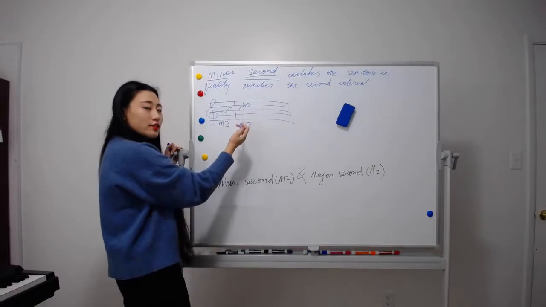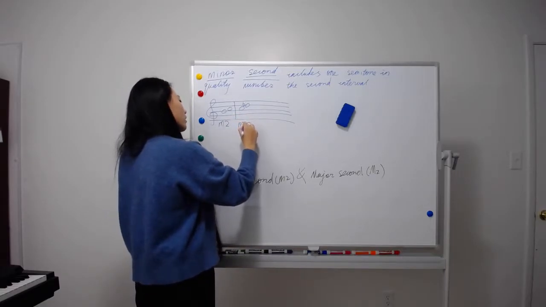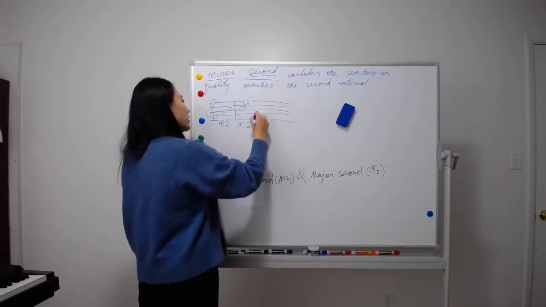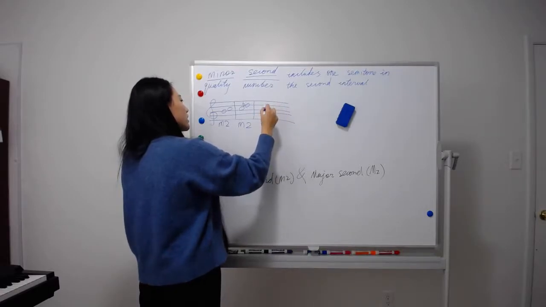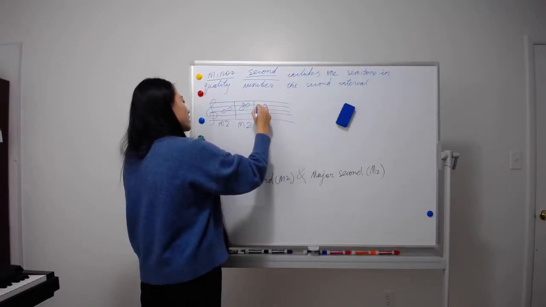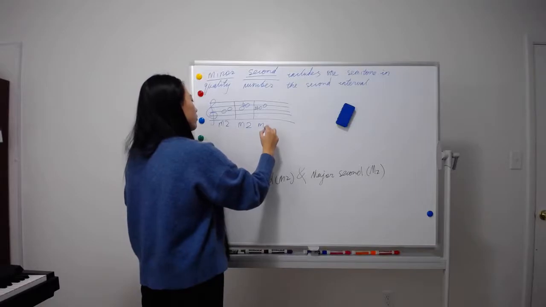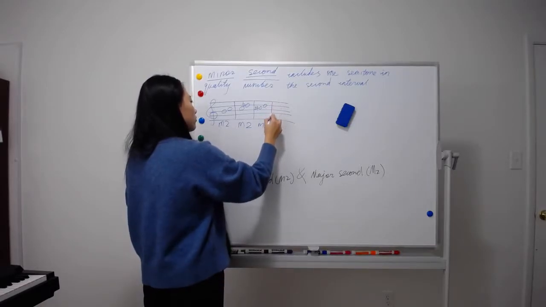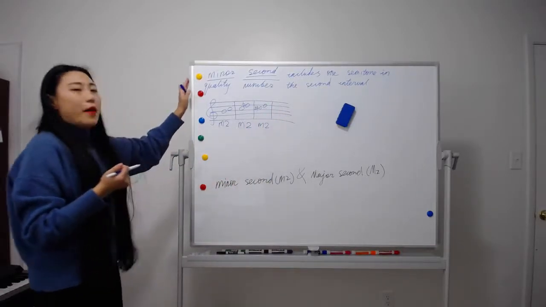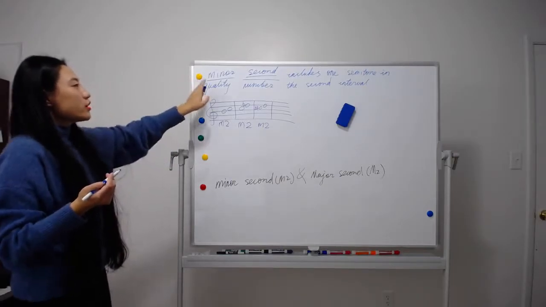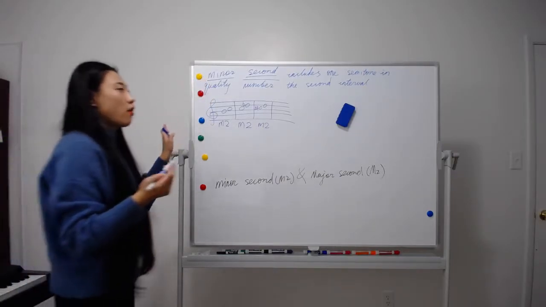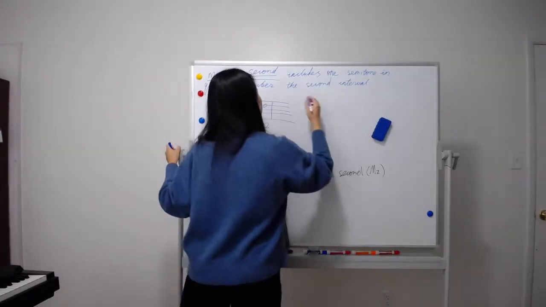It's a semitone, right? The second solution is keep the D, but sharp C. It's also a semitone. That is the minor second. So the minor second interval is also called the half step.